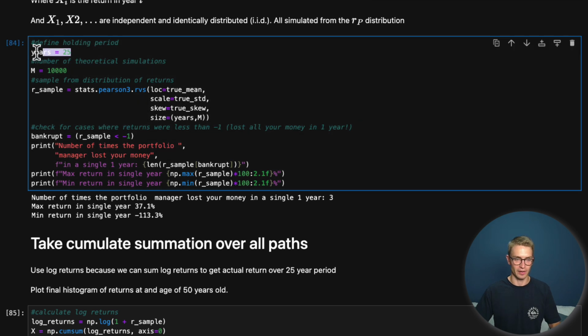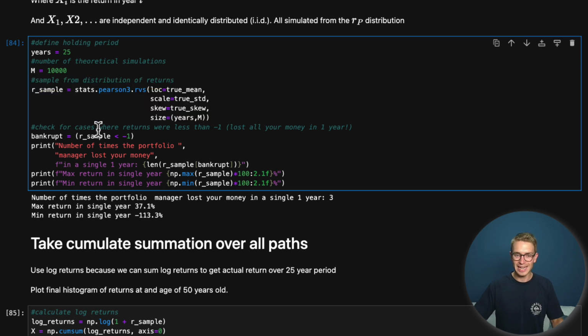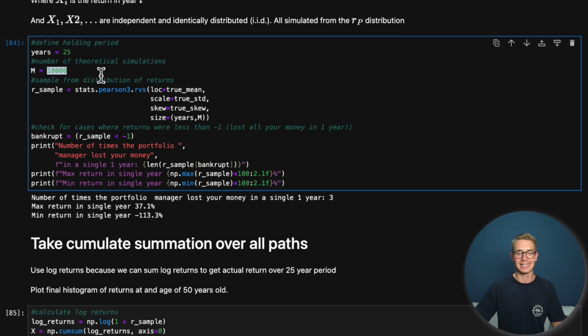So how do we do that? Let's define the holding period in Python. We've got 25 years and a number of theoretical simulations of 10,000. So we're going to sample from the distribution of returns of our manager, and we're going to check something. We're going to check for the cases where the returns were less than -1, in other words where we actually lost all our money in 1 year because of this aggressive left-hand side tail with our portfolio manager. And lo and behold, this actually happened 3 times, but it was 3 times out of 10,000 random simulations.